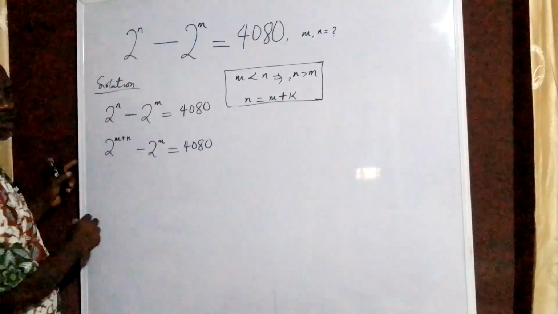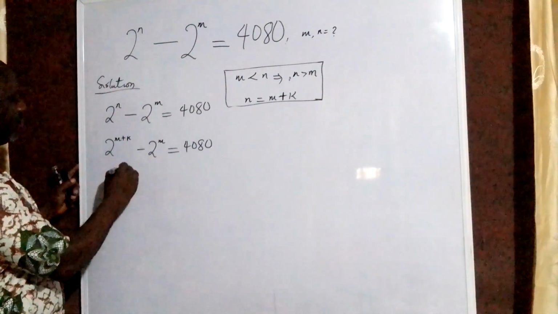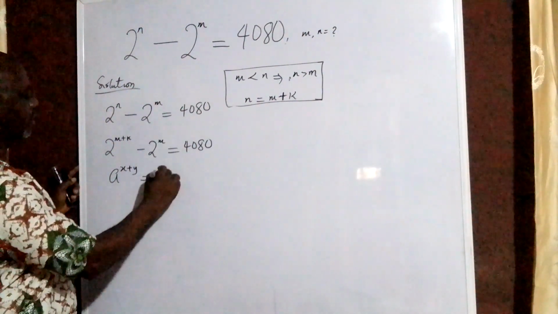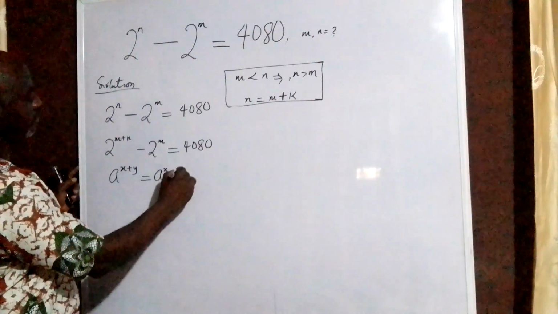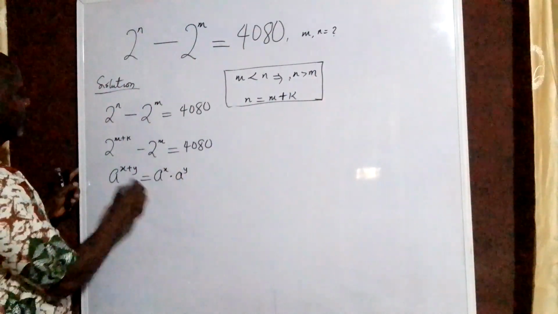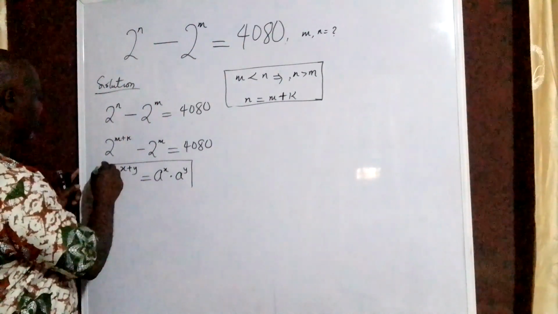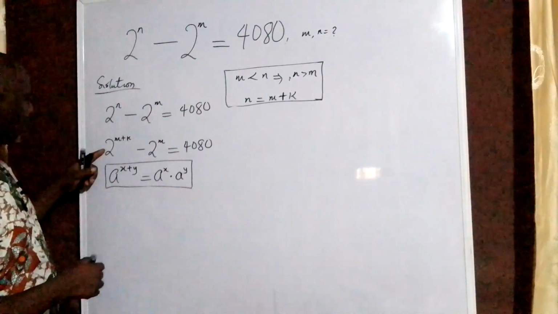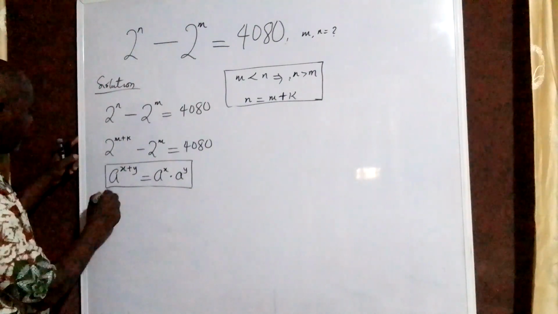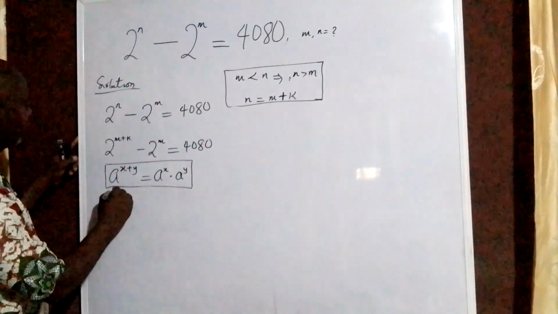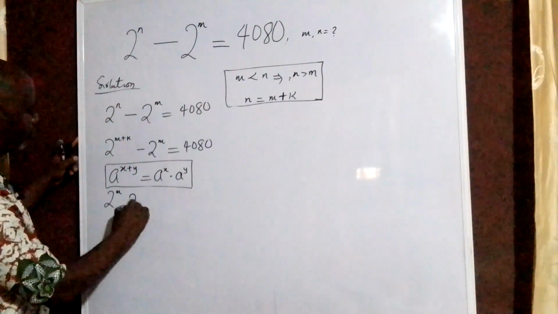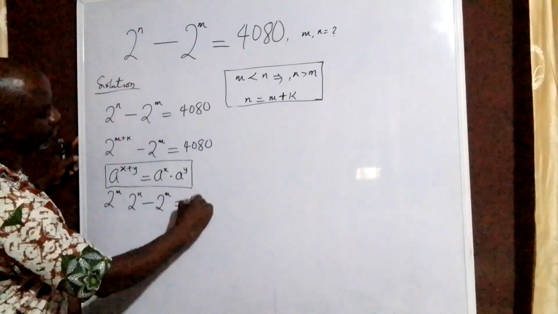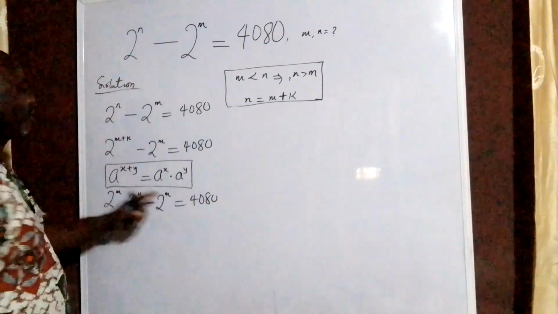Of course, we know that in indices, if we have a to the power of x plus y, this is the same thing as saying a to the power of x times a to the power of y. So I'm going to apply this rule to this particular term here. So this becomes 2 to the power of n times 2 to the power of k minus 2 to the power of n equal to 4080.